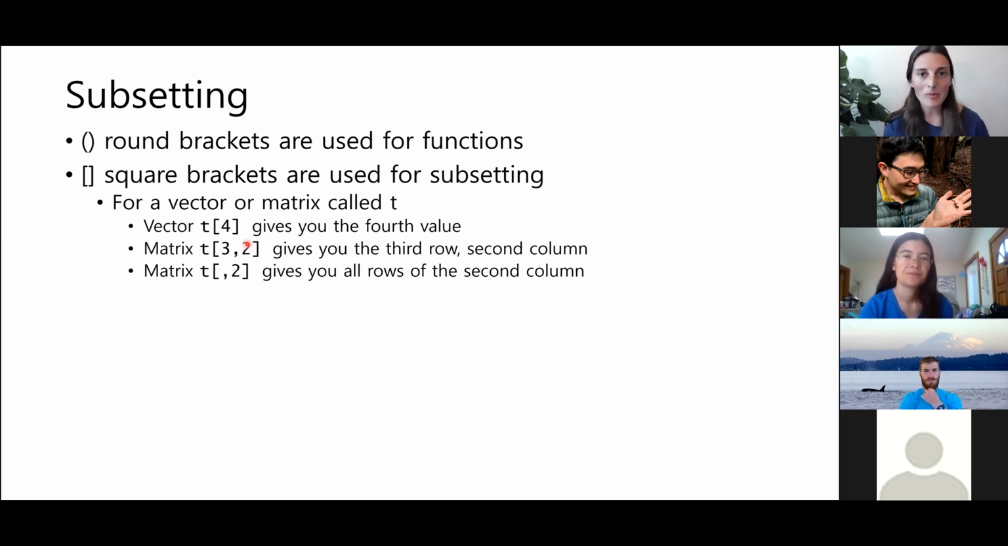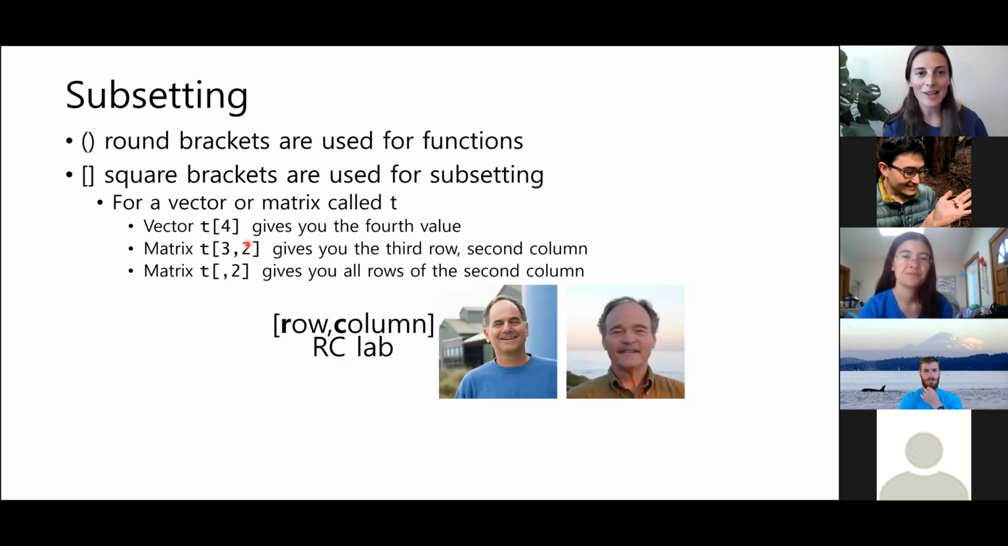The way that I remember this is that the RC lab, which is the Ramundi Carr lab, it's always in that order. It's always R and then C. And so in this call, it's always rows and then columns. That'll be important later. And then the other thing you can do is give you, for example, all rows of a single column. So if you want all rows of the second column, you just don't specify a specific row. You leave it blank, and then you give the second column.